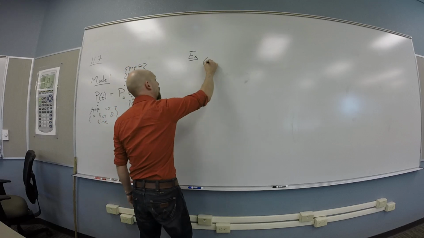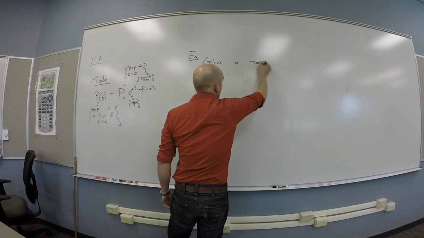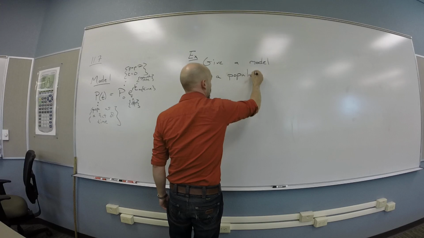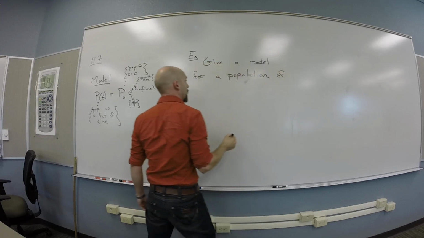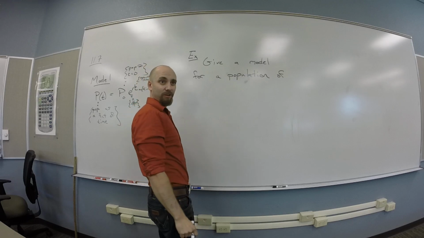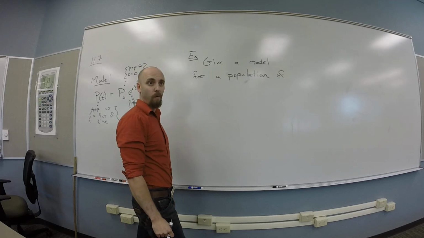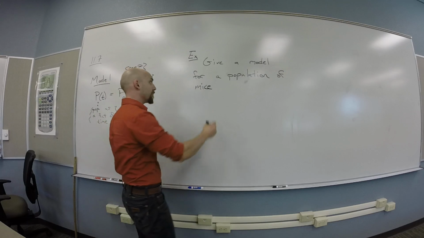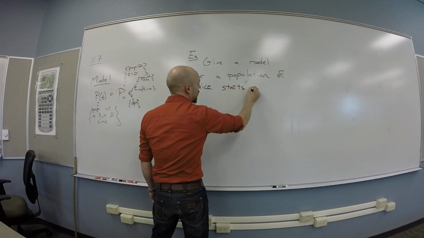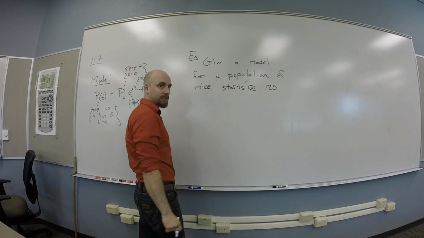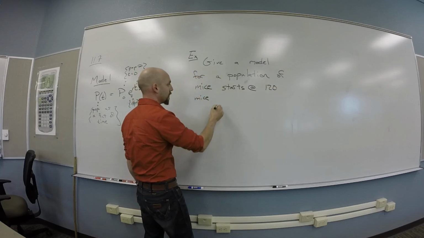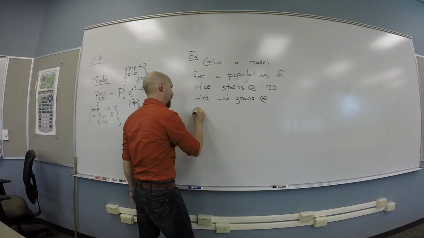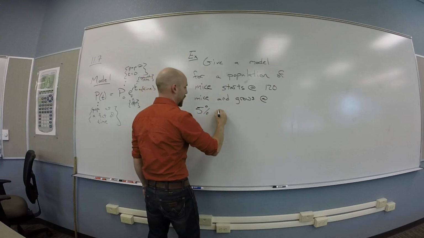All right, so let's try an example with this. We'd say something like, give a model for a population of, I don't know, what's a critter that doesn't have that cyclical behavior? Mice. Mice? Cool. Okay, so we've got a model for a population of mice that starts at 120 mice and grows at 5% per year.